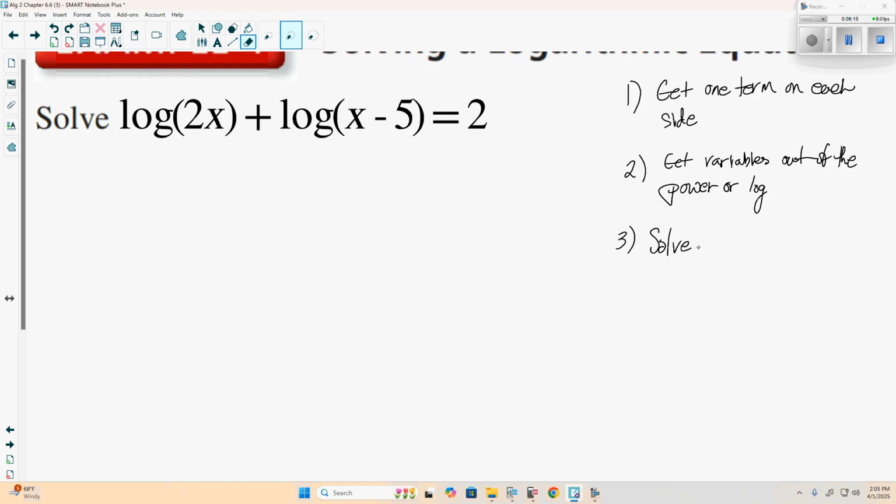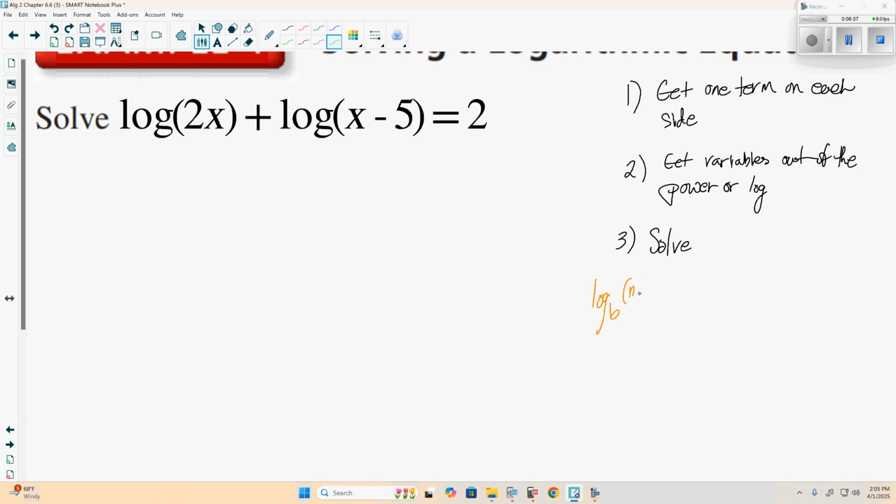Now, if we look at this here, the left side of this problem has 2 terms. We needed to have 1. Now, we could try moving one of the logs to the other side, which would give us 1 term on the left side, but then we'd have 2 terms on the right.